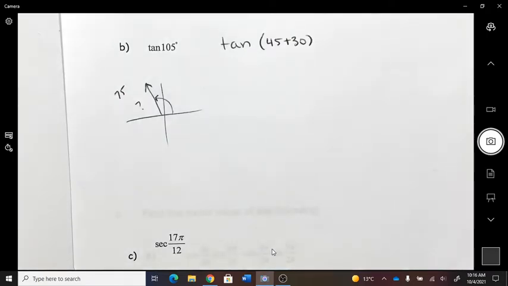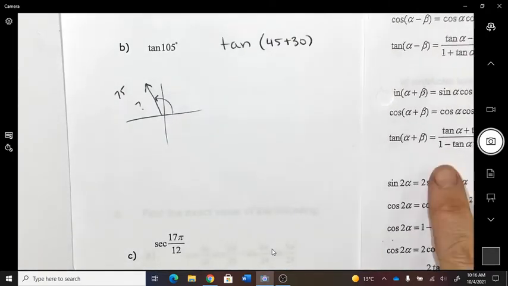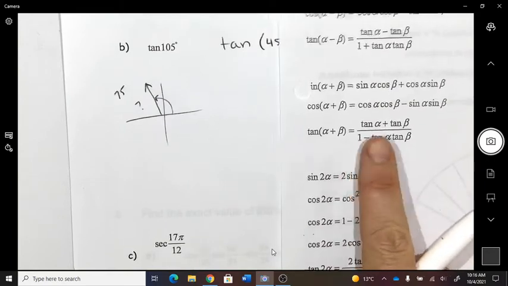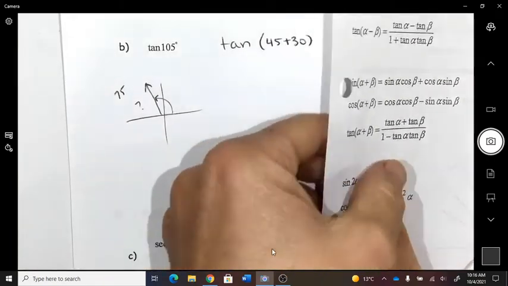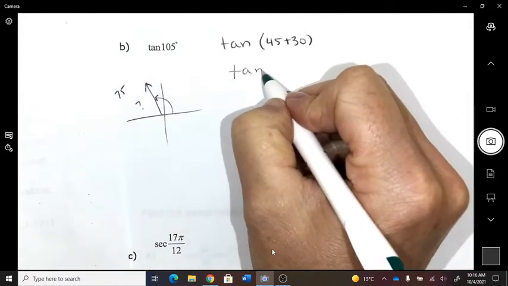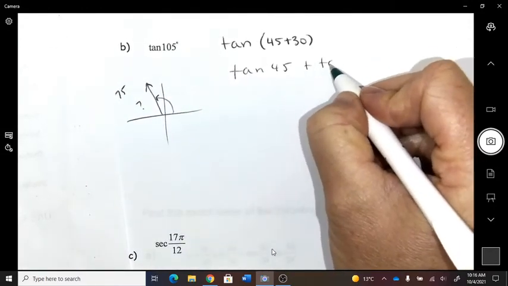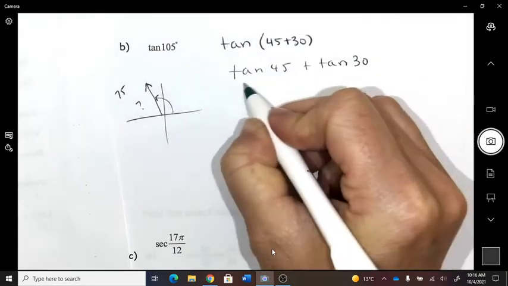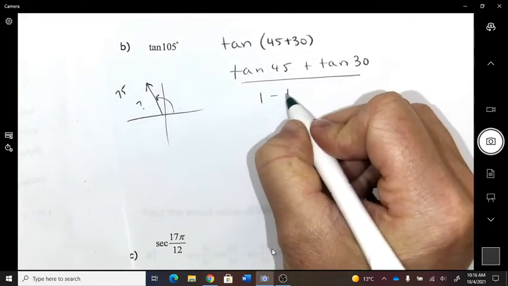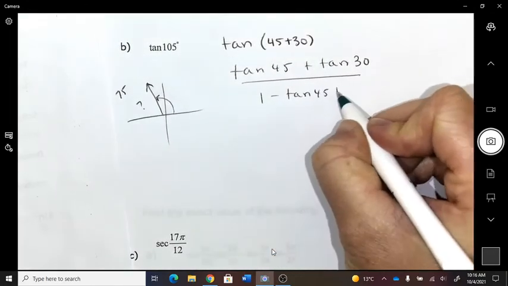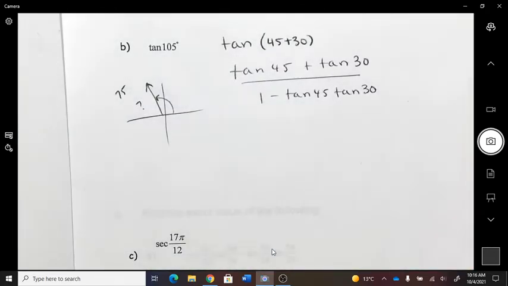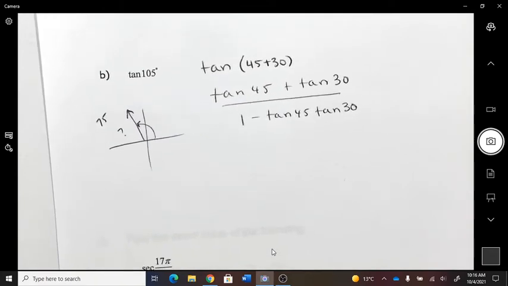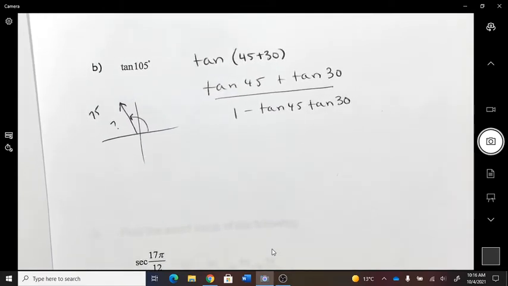Okay, so now I'm looking at my formula sheet. So I got to find a formula that's a tan of 2 added. So tan 45 plus tan 30. So that's the formula that matches.